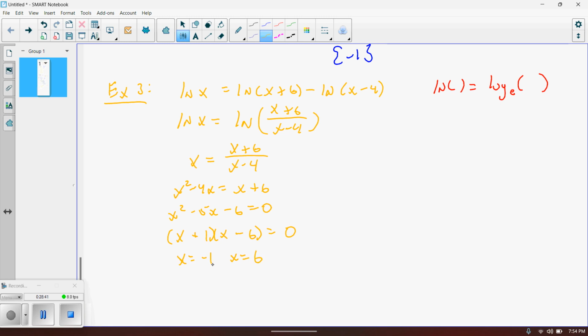Plugging in a -1, well, right away you can see from the original equation that plugging a -1 in there is a problem, so that will not work. That's extraneous. Plugging in a positive 6 leaves you with a positive argument for all the pieces, so positive 6 is going to be our solution set. x equals -1 was extraneous.